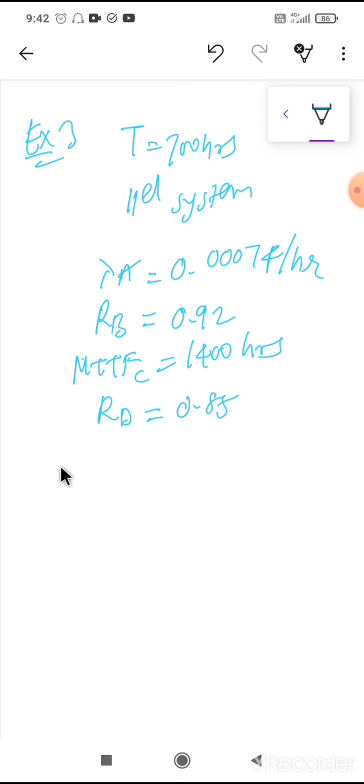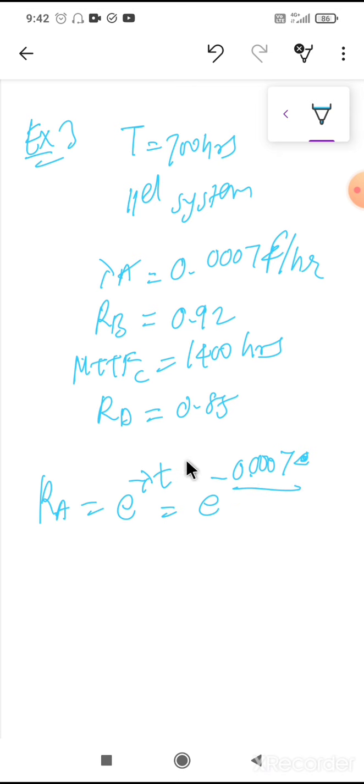So the reliability of A, RA, will be equal to e raised to minus lambda t. So it will be equal to e raised to minus 0.000007 failures per hour multiplied by t. Time t is 700 hours. So this will be equal to e raised to minus 0.0049, which will be equal to 0.6126.